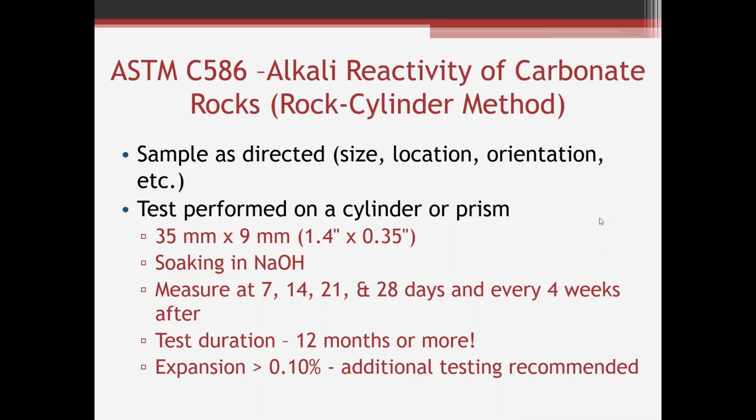So ASTM C586, alkali reactivity of carbonate rocks. This is a rock cylinder method. This is a test that's done on a very small cylinder, about 1.5 inches tall, maybe 1/3 of an inch in diameter. So it's pretty small. We soak it in sodium hydroxide. We're measuring it at 7, 14, 21, 28 days, and every 4 weeks afterwards. This one also is kind of a long test. It's 12 months or more.